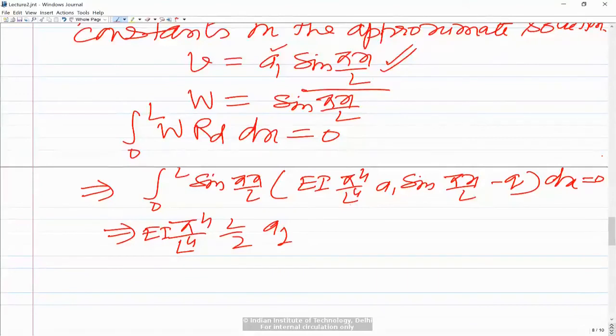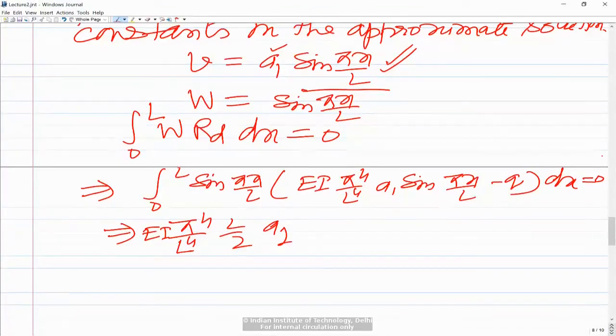I hope you can do this integration, right? Because I am writing the result directly. If any one of you have difficulty, then let me know. I can expand sine square pi x by L in terms of cos 2 pi x by L and show you how the integral is done. So I'm assuming that you know this integral. If you don't, please let me know.